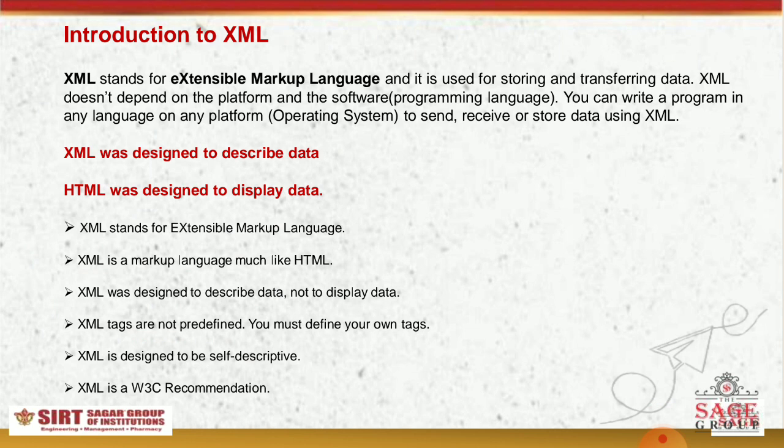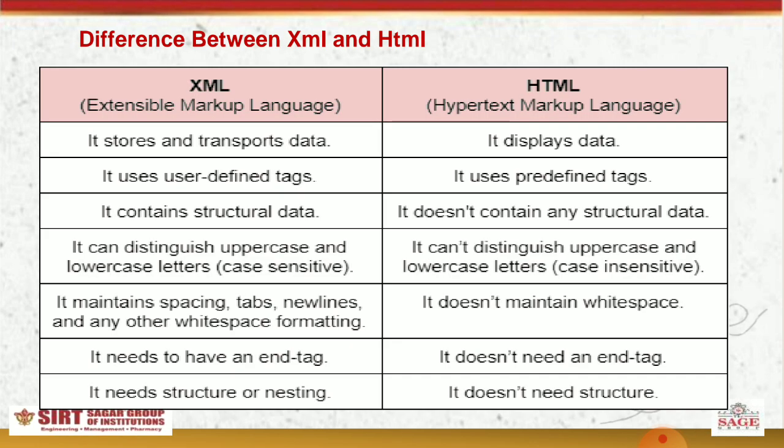XML stands for Extensible Markup Language. XML is a markup language much like HTML. XML was designed to describe data, not to display data. XML tags are not predefined. You must define your own tags. XML is designed to be self-descriptive. XML is a W3C recommendation. The next topic is the difference between XML and HTML.